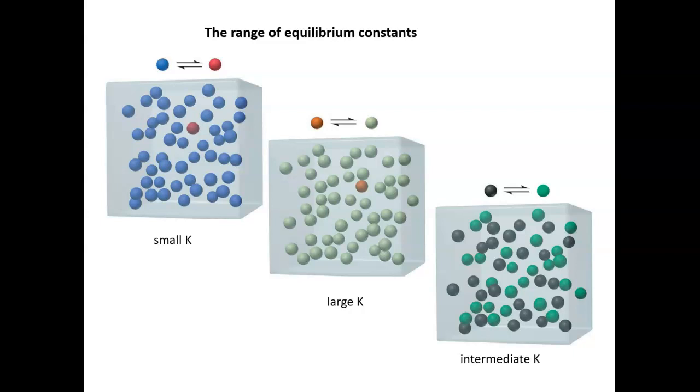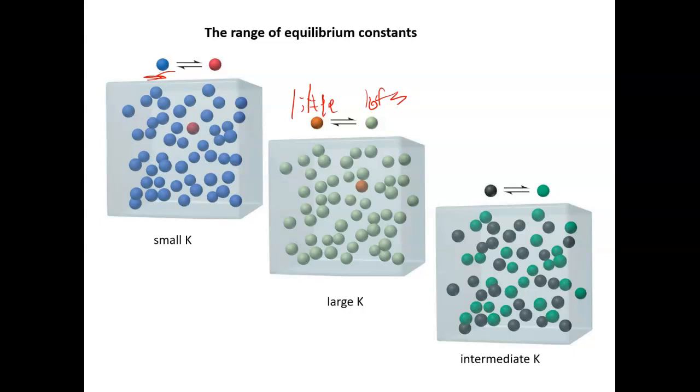So you can see that there's a very small amount of product and a very large amount of reactant. So very little reaction has occurred here. So we have mostly the blue, very little of the red here. On a large K, it's an opposite situation where you have a lot of product and very little of your reactant left at equilibrium.